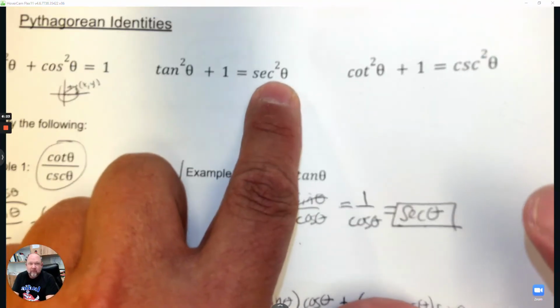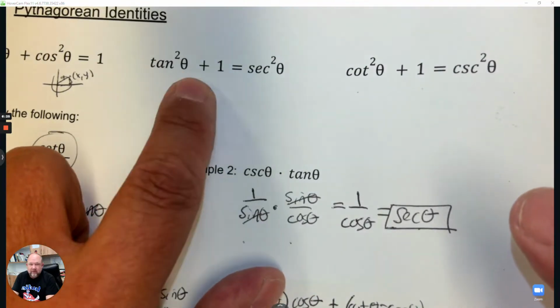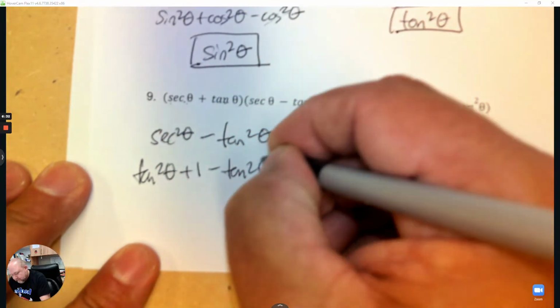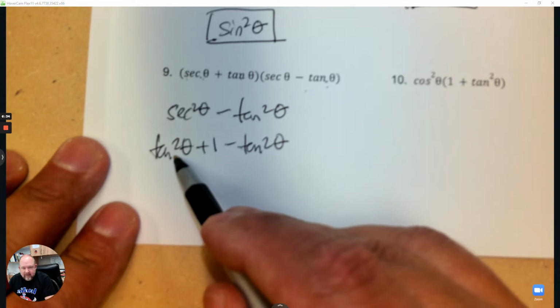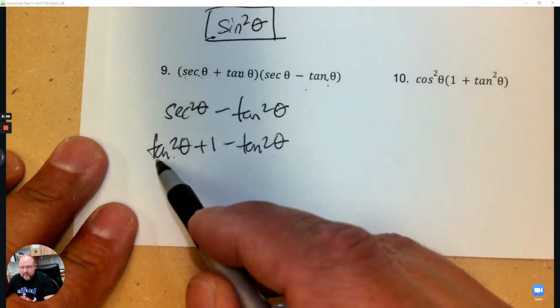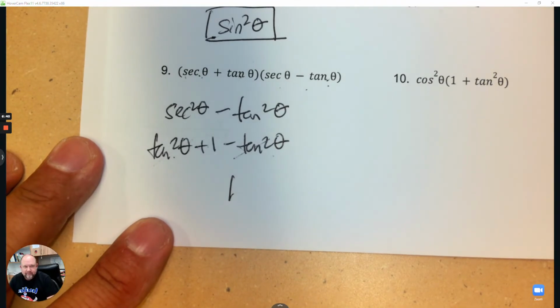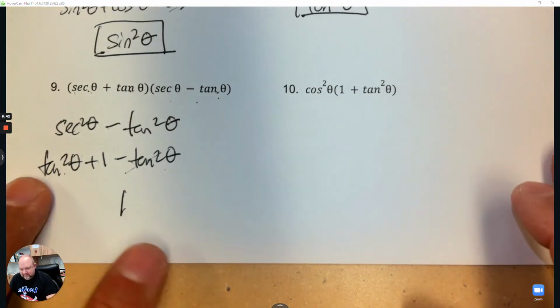So what does secant squared equal? Tangent squared plus 1. So I'm going to write tangent squared plus 1. And then what's tangent squared? Subtract tangent squared? Well, that is 0. And so what's my answer? The answer is 1.